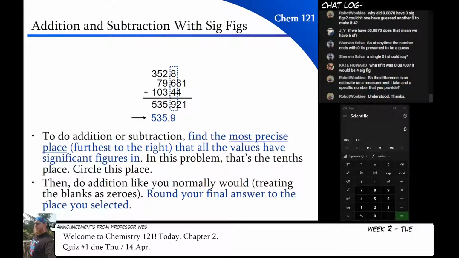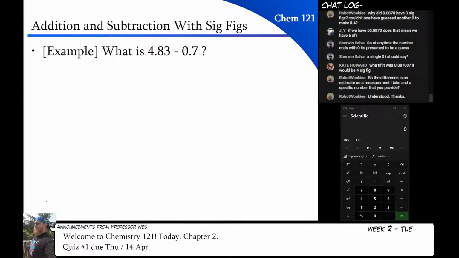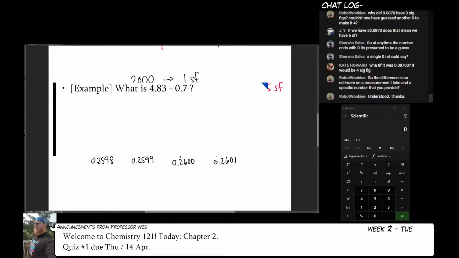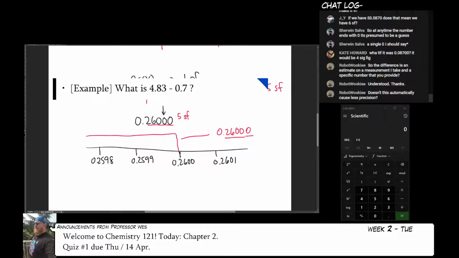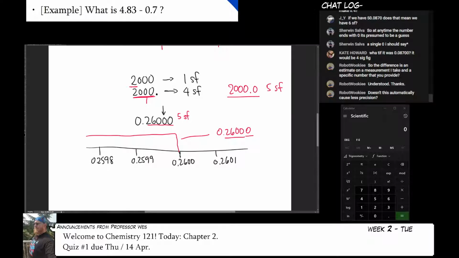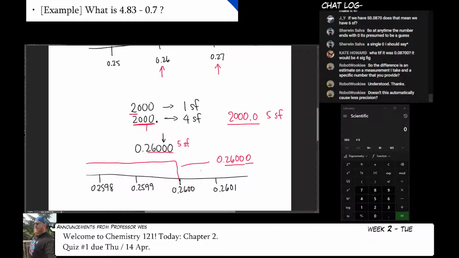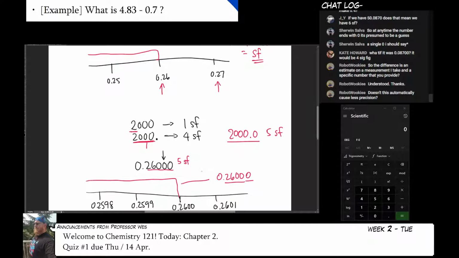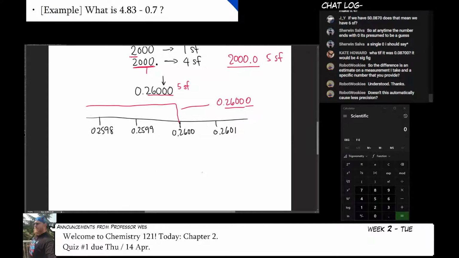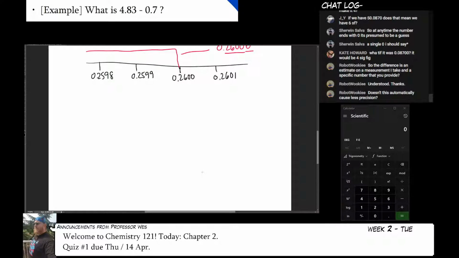All right, let's do another example here. What is 4.83 minus 0.7? So we're going to go over here. Doesn't this automatically cause less precision? Yes, and that's actually the point. The reason that this is the point is because if I have a tool that's very precise and I use a tool that is less precise and combine them together, I lose precision.